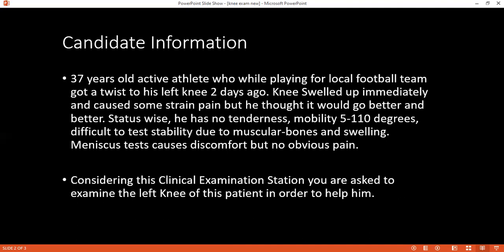Then after that, I will palpate the patella. I will tap the patella, looking for an effusion, or any fluctuation in the knee joint, any fluctuation behind the patella.